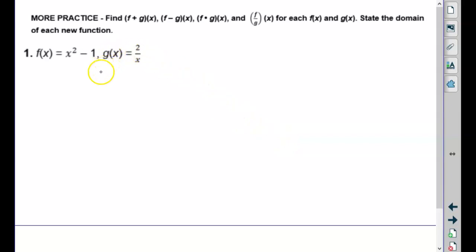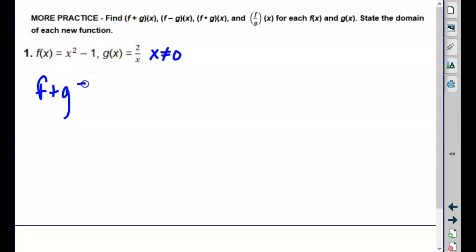All right. This is kind of an ugly one because one of these already has a domain restriction. X cannot equal 0 right here on G, because it has an X in the denominator. Now, these are not as complicated as they look because there's not a lot of combining we can do.